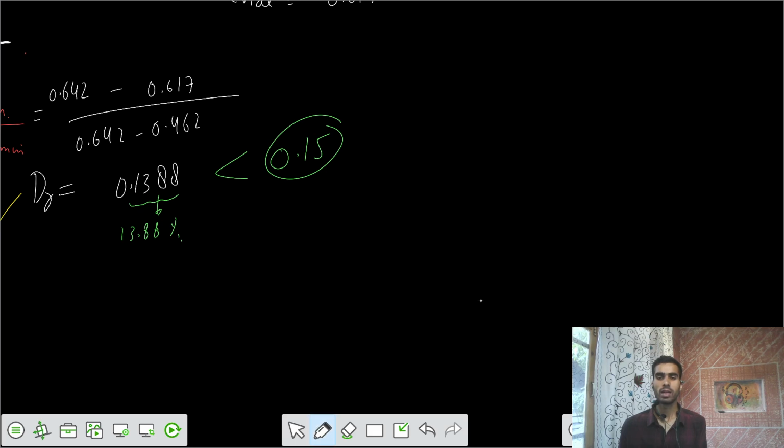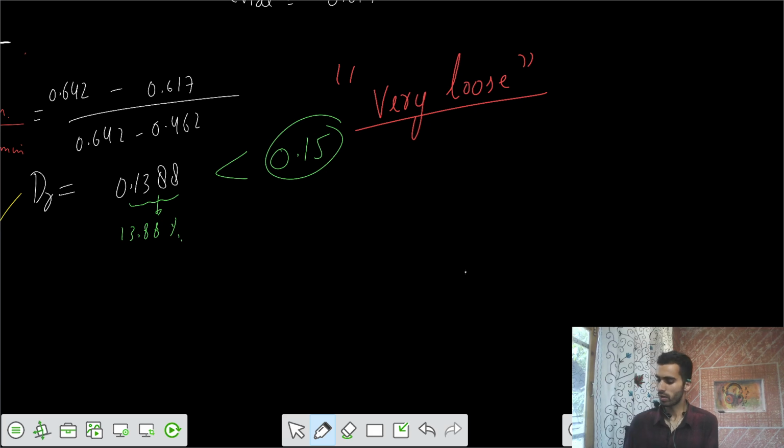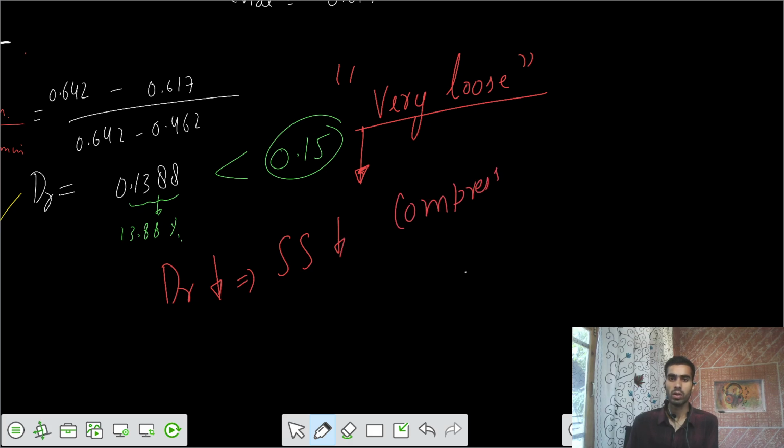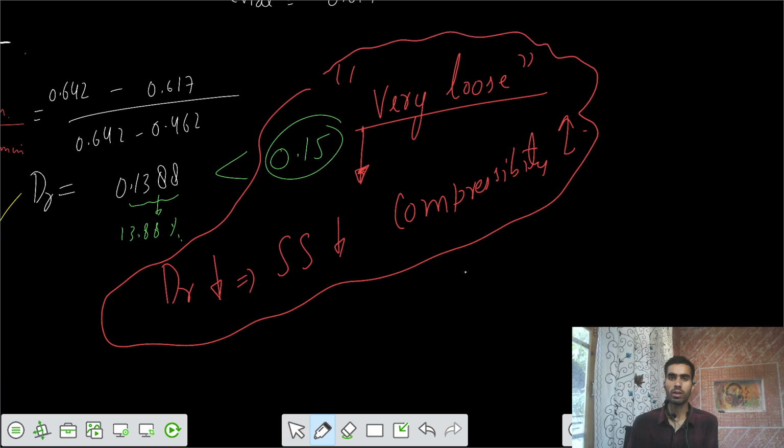Can we say that? We can comment that the soil is very loose. Your soil is in a loose condition, a very loose soil. From that, if the soil is loose, that means Dr is less. If the value of Dr is less, that means the shear strength is less and the compressibility of that soil would be more. So these are the conclusions we can draw for this kind of soil.